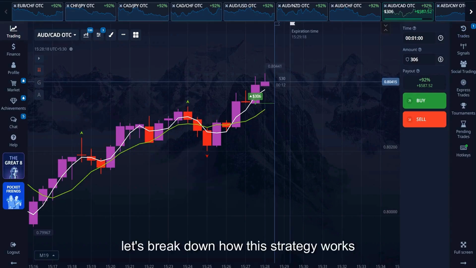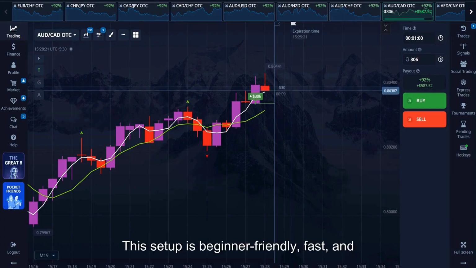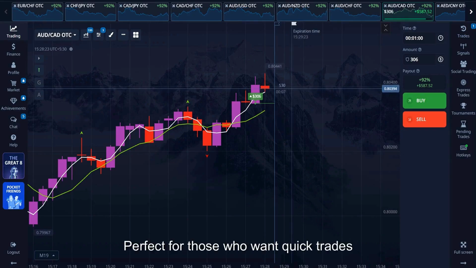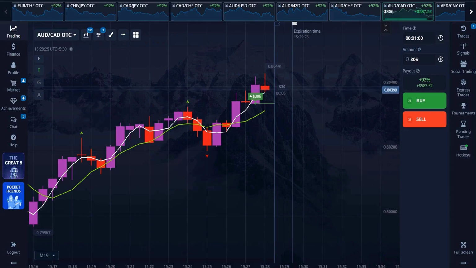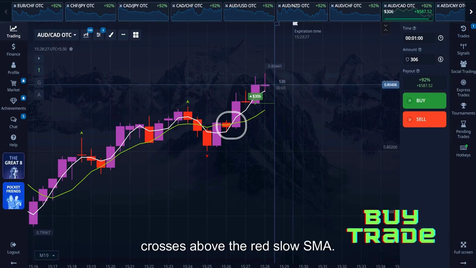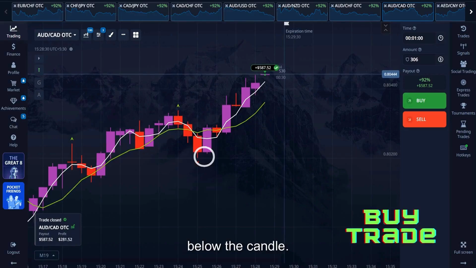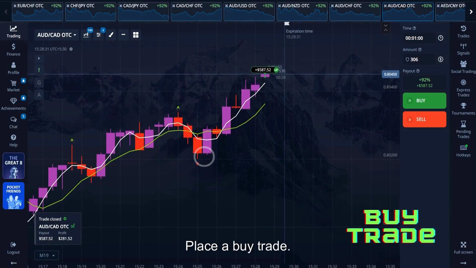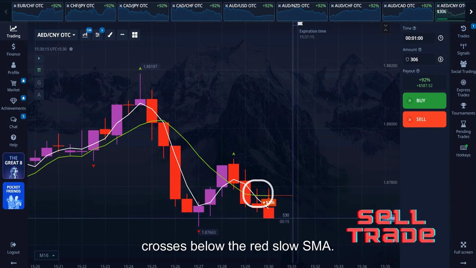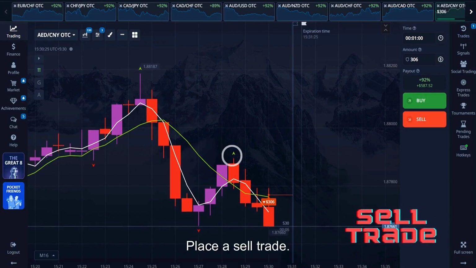All right, let's break down how this strategy works using the fractal and moving average crossover. This setup is beginner-friendly, fast, and gives clear buy-sell signals. Perfect for those who want quick trades with confidence. Let's get started. For a buy trade, the white fast SMA crosses above the red slow SMA. At the same time, a red fractal appears below the candle. That's your signal. Place a buy trade. For a sell trade, the white fast SMA crosses below the red slow SMA. A green fractal appears above the candle. That's your signal. Place a sell trade.